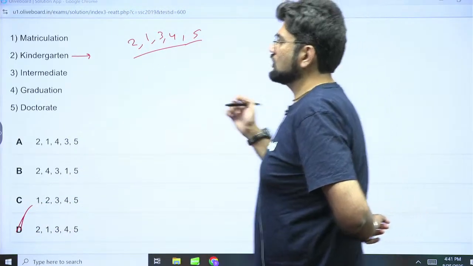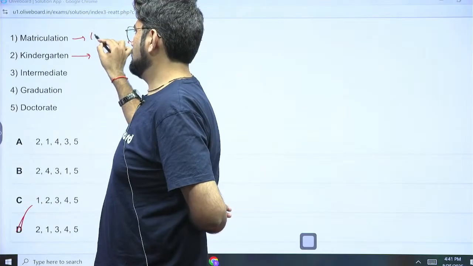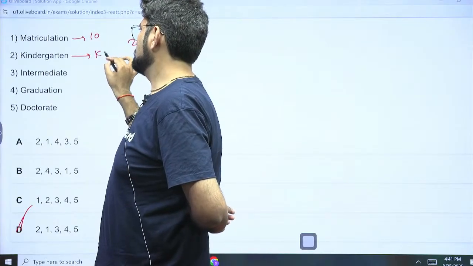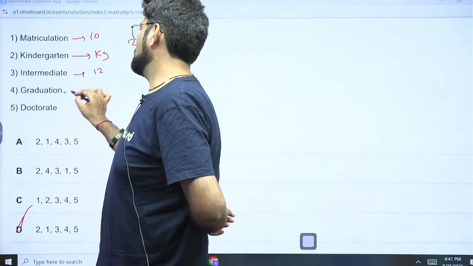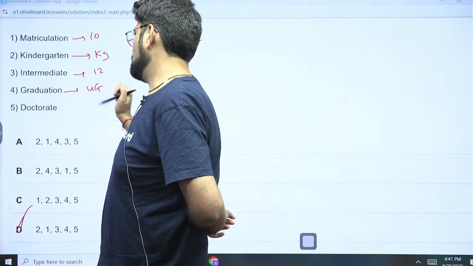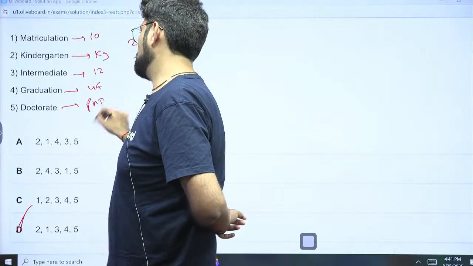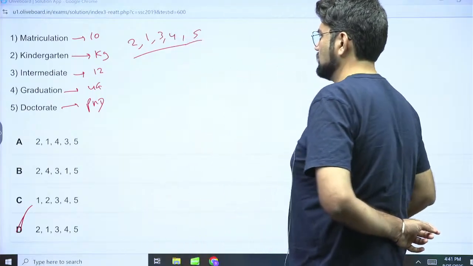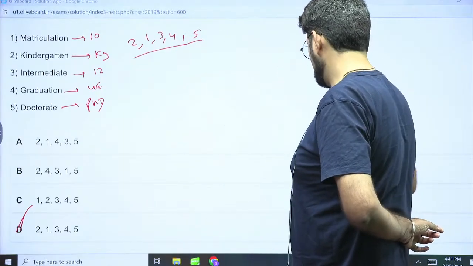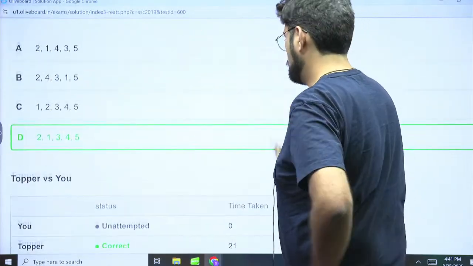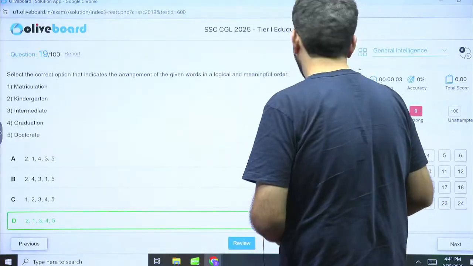Okay, if you don't know what all this is, matriculation stands for 10th level. Kindergarten is KG. Intermediate is 12th. Graduation you already know, UG, PG. And doctorate is PhD. Okay, so that's the order. Option D is the correct answer. Cool. 21 seconds. Excellent. Next.